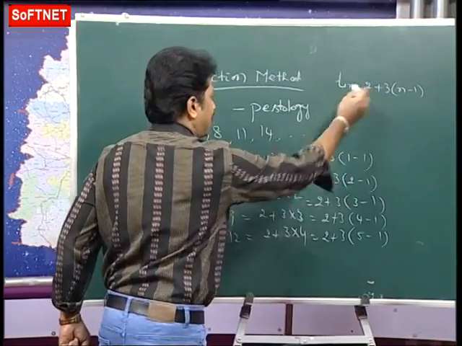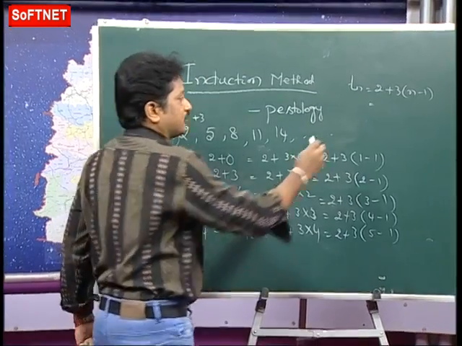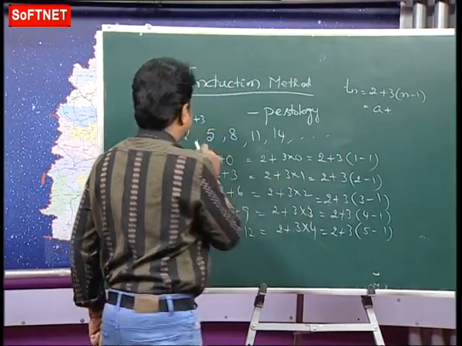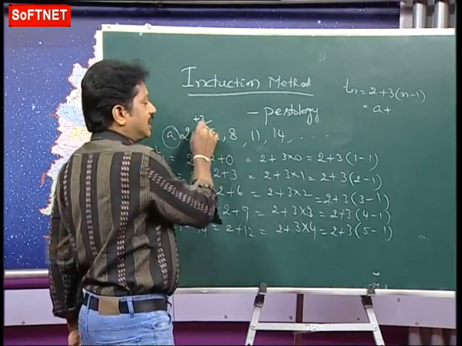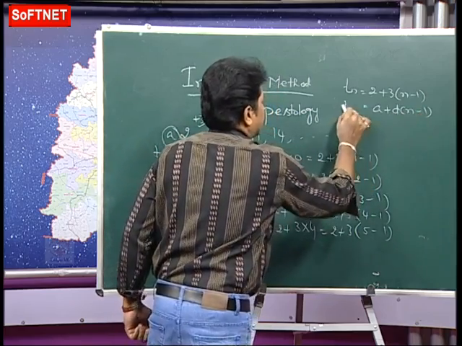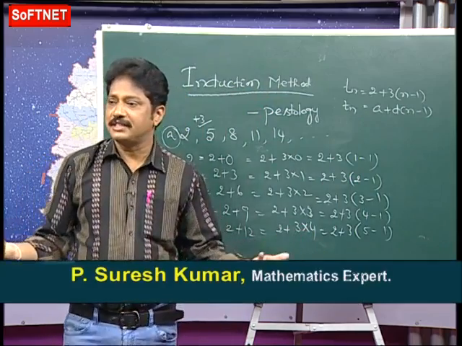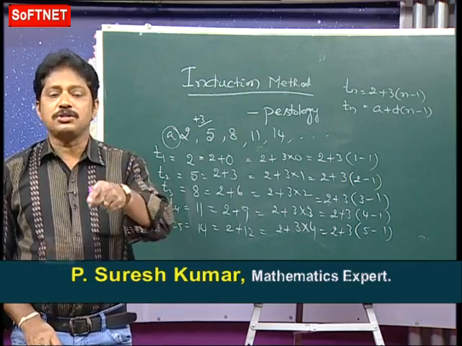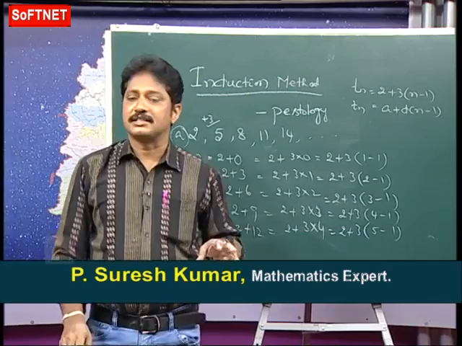So 2 is the first term in this series, generally represented in a progression with A. So we will write A, and the series increases with a common difference, say 3, so we will call it D. So Tn is equal to A plus D of n minus 1. The formula was derived, and there is no need to by-heart the things. Am I correct? No need to by-heart the things.